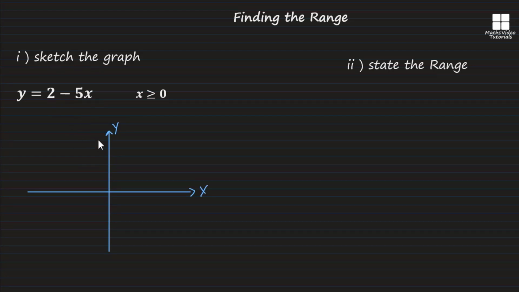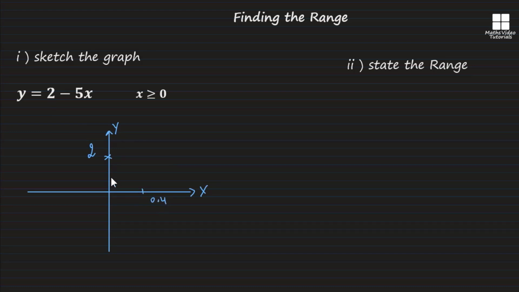Should be easy. I'm going to pick, as normal, the y-intercept, which is 2 here. And for the other point, I'm going to pick the x-intercept by making y equals 0, and therefore solving it for x, and that will give us 2/5, which is 0.4. We're going to mark it roughly here. Again, this is a sketch, nothing accurate.